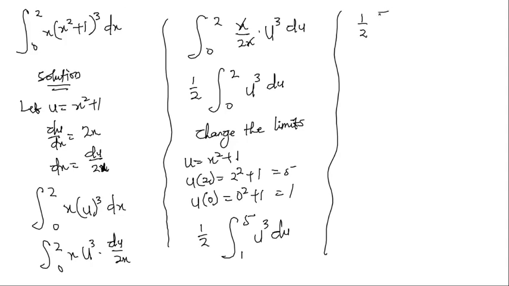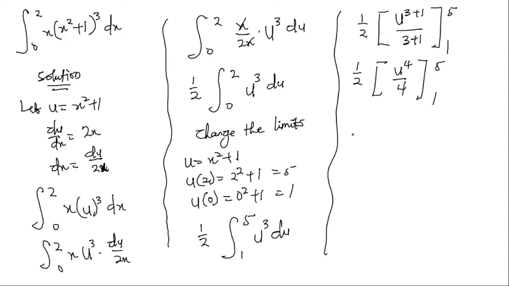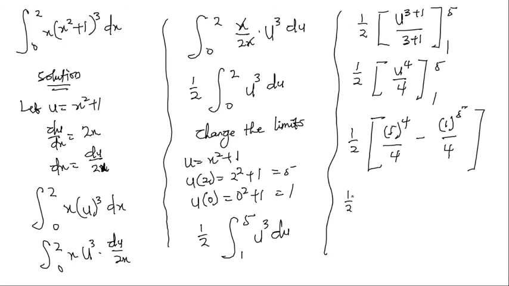Alright, so from here I know I have half. Then if I integrate the function u cubed, I get u raised to the power 3 plus 1 on 3 plus 1. Okay, then I apply the limit that is from 1 to 5. So I have half, then this becomes u power 4 on 4 from 1 to 5. So this becomes half. Then I have 5 raised to the power 4 on 4 minus 1 raised to the power 4 on 4.